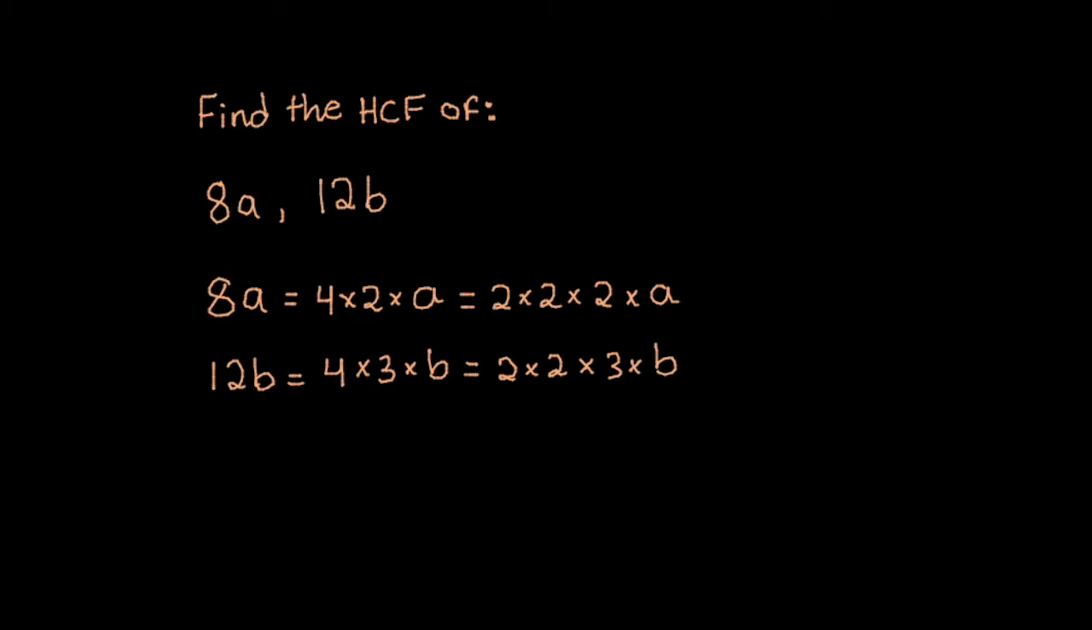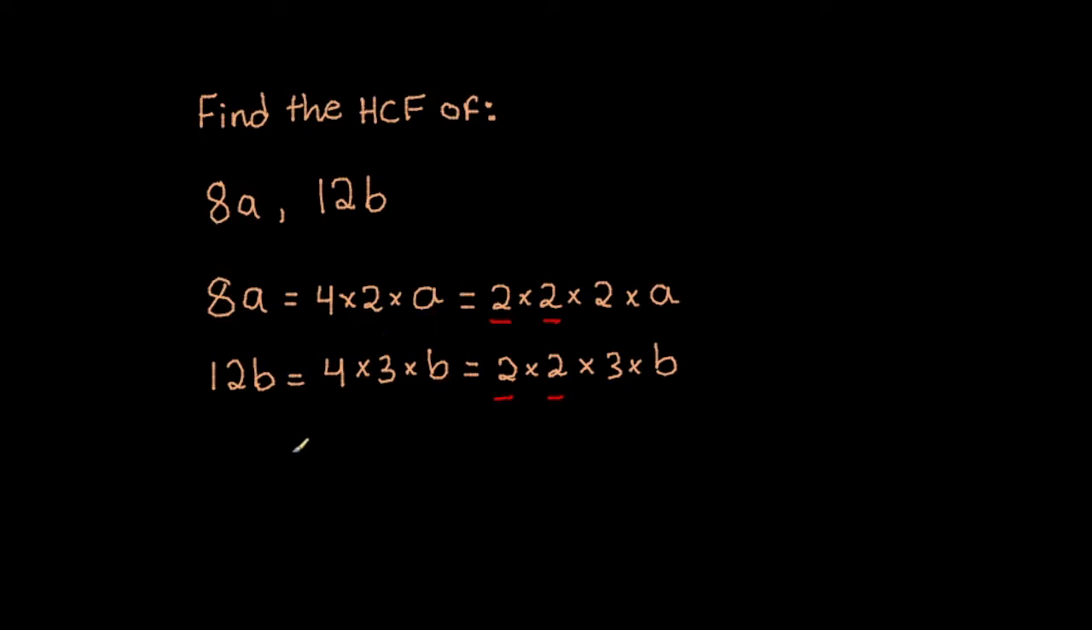Now I'm going to switch colors here. I'm going to go for the red color, and we're going to highlight what is in common between both of them. Here I see a 2 and I see a 2, so that's 1, 2 in common. So I'm going to highlight them. And then again, I see another 2 in common, so I'm going to highlight it. And that's it. I don't see anything else in common.